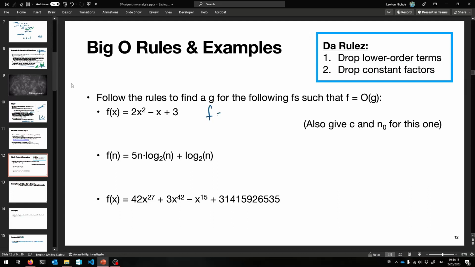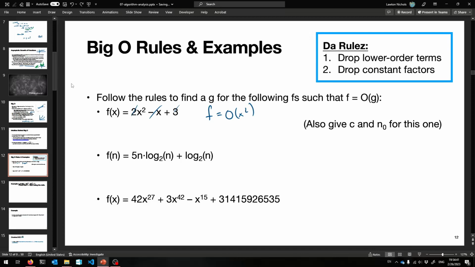And immediately, the answer is supposed to be that it's big O of x squared, because you drop the lower order terms. So you drop the minus x and the plus 3, that's the biggest term right there, so it's 2x squared. And then you drop all the constant factors in front of your largest term, so you drop the 2 as well. And so you're left with x squared, and that is the thing that you're working with.